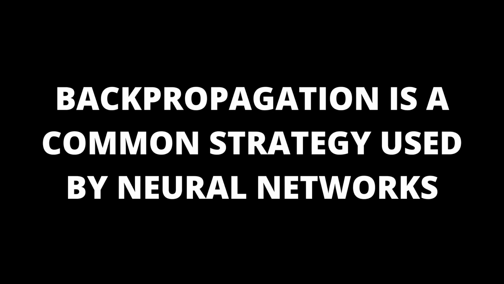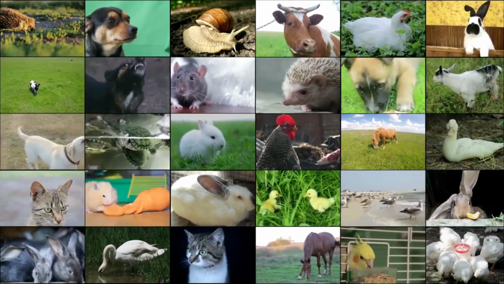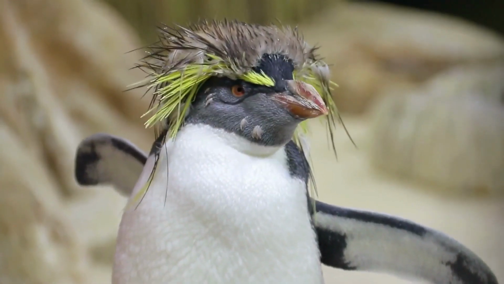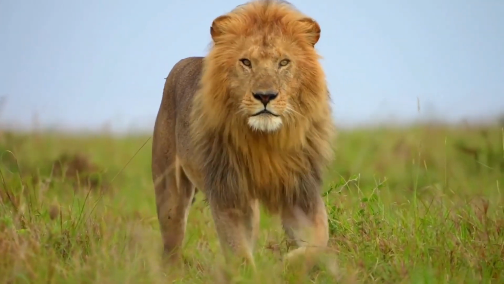Backpropagation is a common strategy used by neural networks. To understand how it works, let's say a neural network is designed to recognize animals. For argument's sake, the image of a penguin is fed into the network. The image becomes coded as a pattern of reactions in the network based on the current weightings of the interconnections. As a product of this pattern, the network outputs a result, let's say a lion.